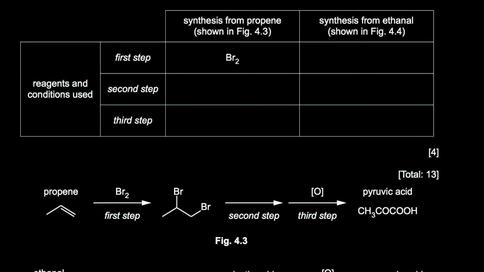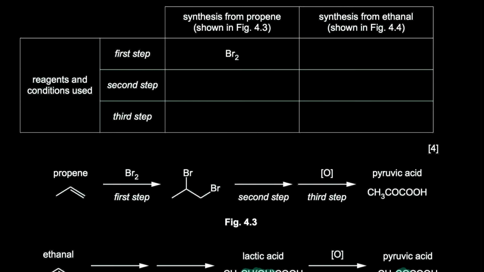In figure 4.3, what reagent do we need to convert this compound to some compound, which is then oxidized to pyruvic acid? What do you think we're doing to this compound before it's oxidized to pyruvic acid? This is 1,2-dibromopropane. It is converted to some compound here that we don't know, and that compound is oxidized to give us pyruvic acid. So what is this compound converted into?